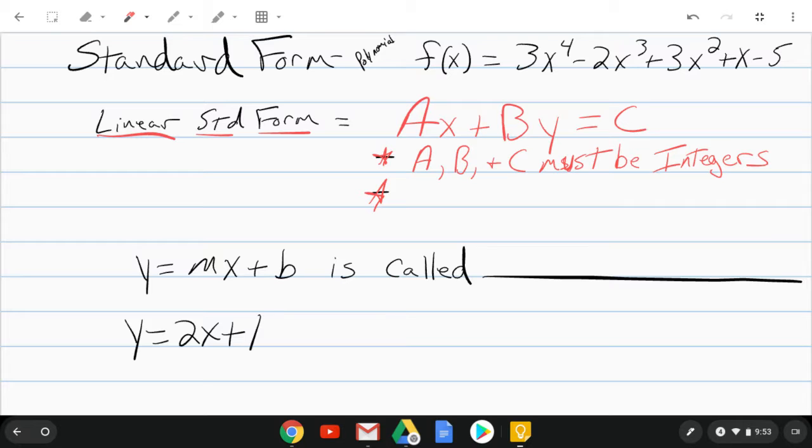The other thing that has to be true is A must be positive. Now, I'm giving you that information right now. Boom, linear standard form is Ax plus By equals C. You're writing it down. We're not going to spend any time on it right now. It's just foreshadowing for the future. We'll talk about that down the road, okay? I just wanted to clarify it for you. And one more time, y equals mx plus b. What do we call that? Slope-intercept form. Very good.